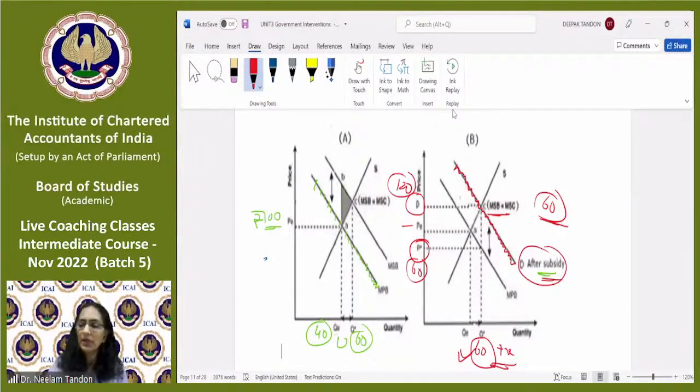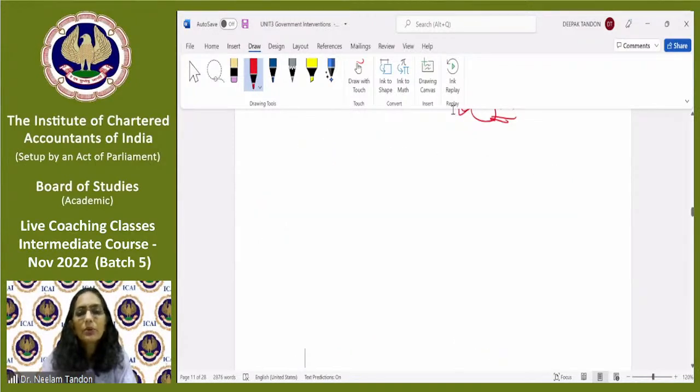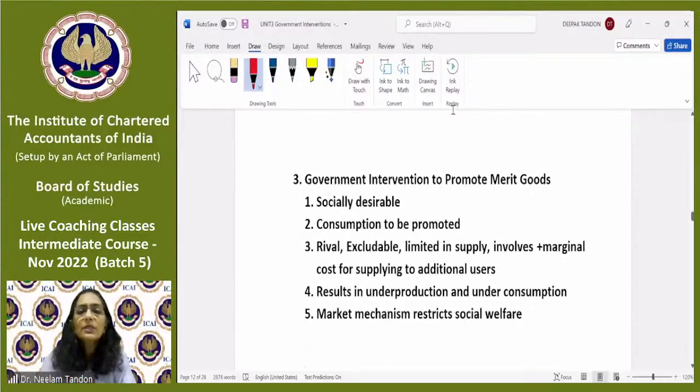That is why you see they offer midday meals. They offer them clothes, they offer them other things, to incentivize them. So if you go for higher education, we'll give you a scholarship. Such things make this demand curve shift towards the right and help to promote merit goods. Okay, this is about merit goods. Government intervention for merit goods is because education is socially desirable.